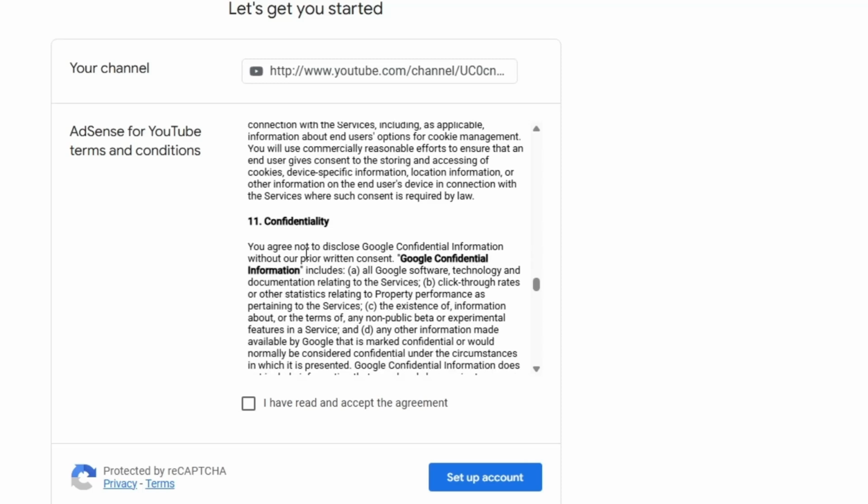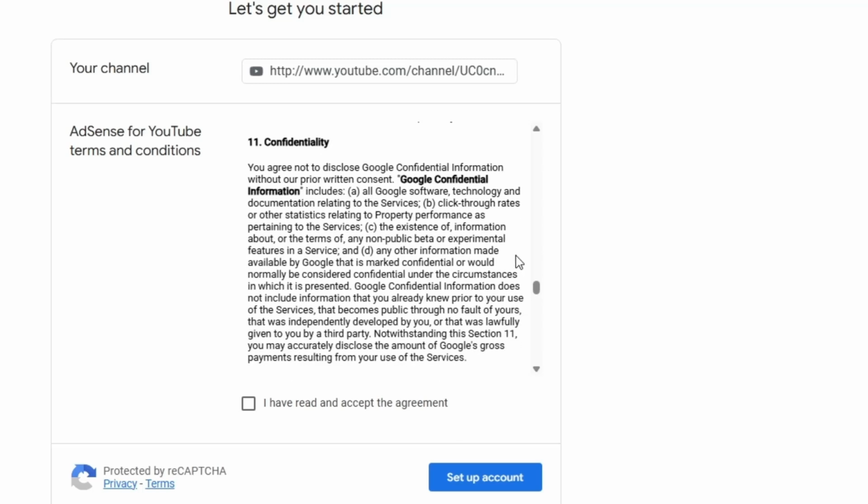11. Confidentiality. You agree not to disclose Google confidential information without our prior written consent. Google confidential information includes: A. All Google software, technology, and documentation relating to the services. B. Click-through rates or other statistics relating to property performance as pertaining to the services. C. The existence of, information about, or the terms of any non-public beta or experimental features in a service. And D. Any other information made available by Google that is marked confidential or would normally be considered confidential under the circumstances in which it is presented.